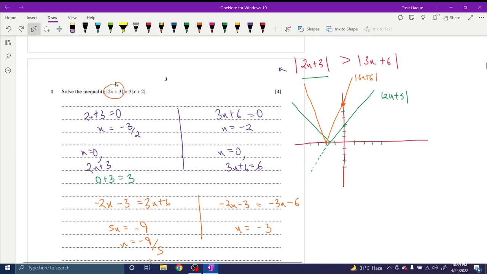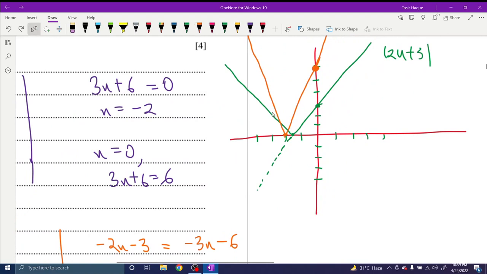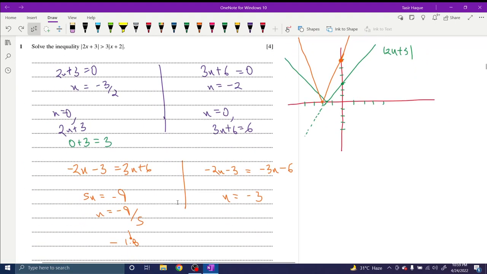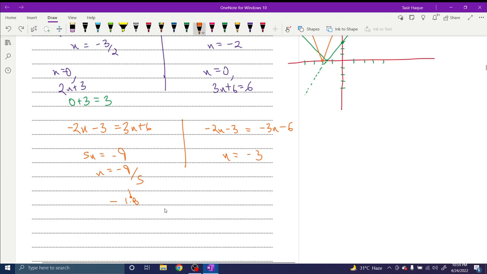We actually want this graph to be greater than the other one. So we want the green graph to be greater than the other one. So when is that actually? When is the green graph above the orange one? In this region, right? Within these 2 points, the green graph is actually above the orange one. So what is our answer going to be? This is the set of points: minus 3 is less than x is less than minus 9 by 5. You could also opt for x is greater than minus 3, x is less than minus 9 by 5, but the one on the left hand side is better.